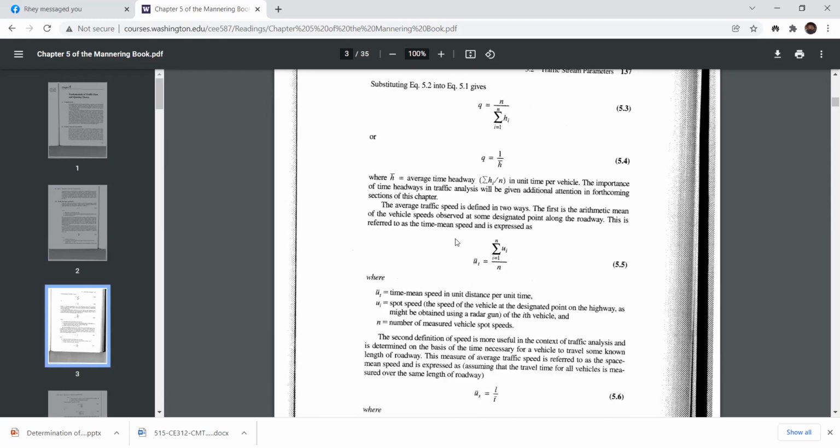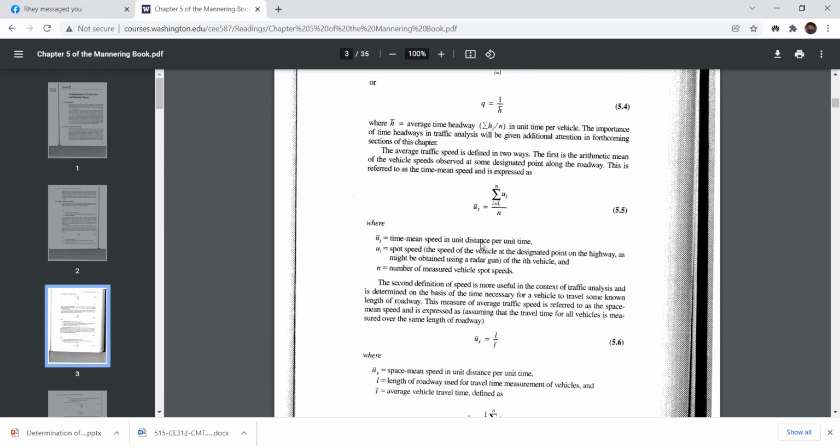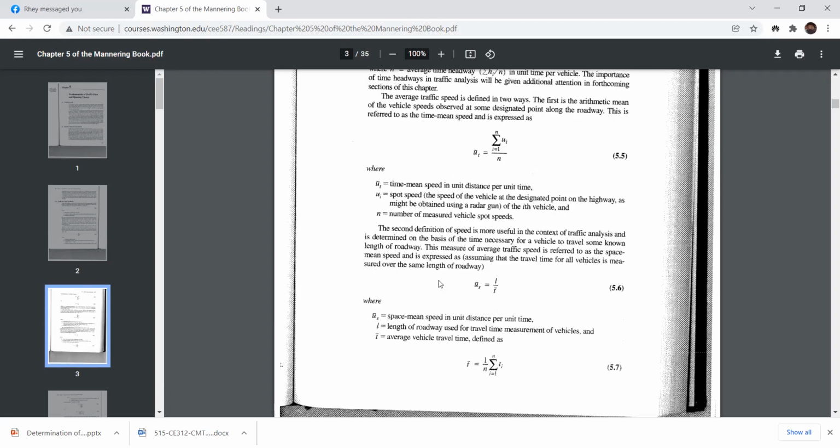The average traffic speed is defined in two ways. The first is the arithmetic mean of the vehicle speeds observed at some designated point along the roadway. This is referred to as the time mean speed and is expressed as follows, where the time mean speed is in unit distance per unit time, the spot speed is the speed of the vehicle at the designated point on the highway, as might be obtained using a radar gun, for the ith vehicle, and N is the number of measured vehicle spot speeds.